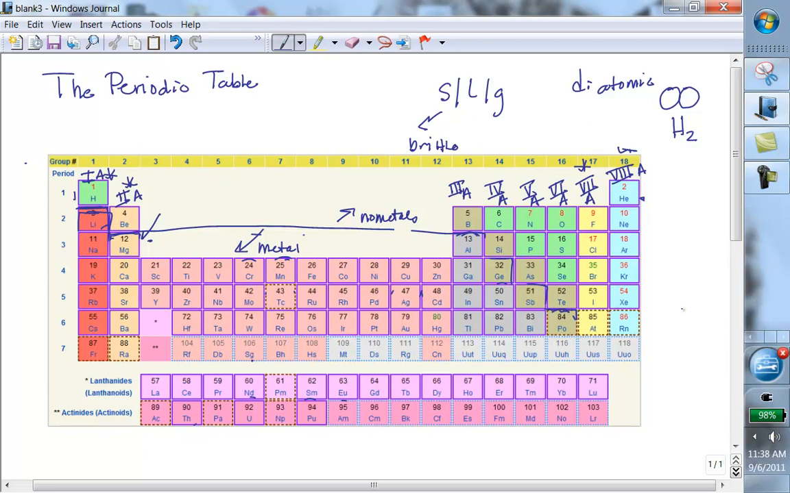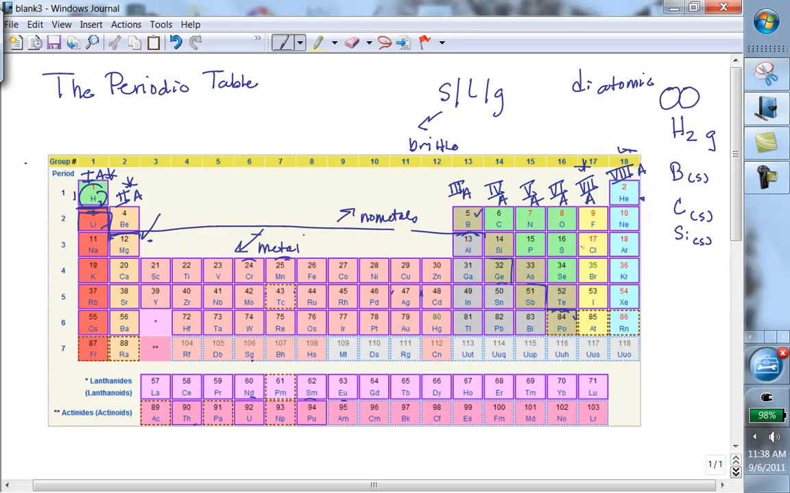The nonmetals that you need to learn are hydrogen, and hydrogen is one of the diatomic elements. Hydrogen is a gas at room temperature. And then let's skip over to group 3. We have boron, which is a solid. We have carbon and silicon. Carbon and silicon are both solids at room temperature.